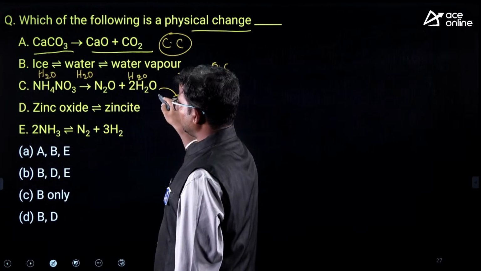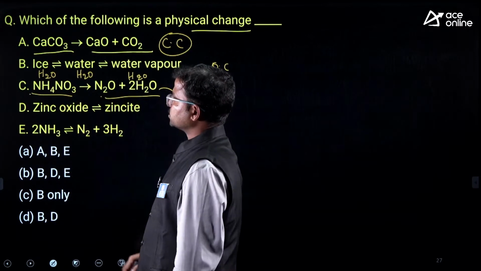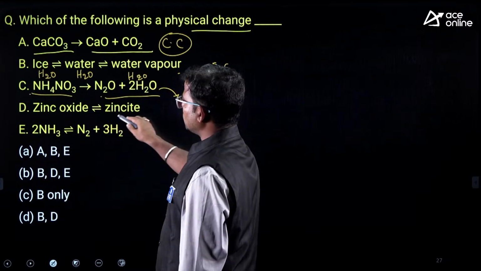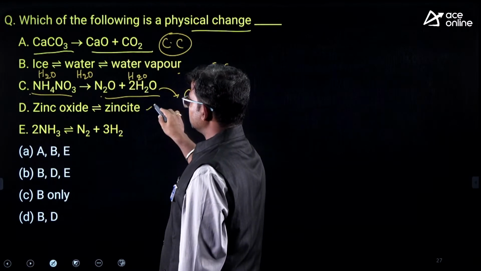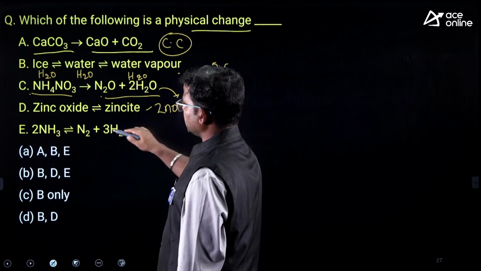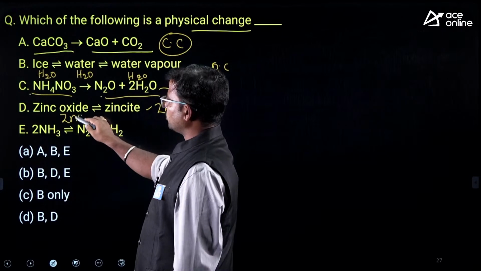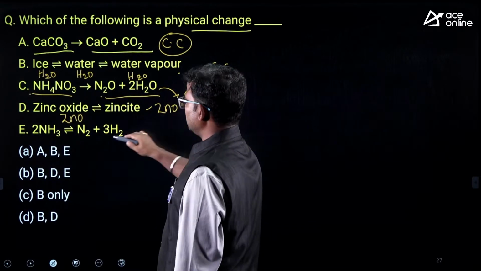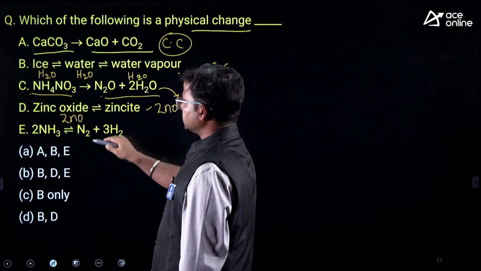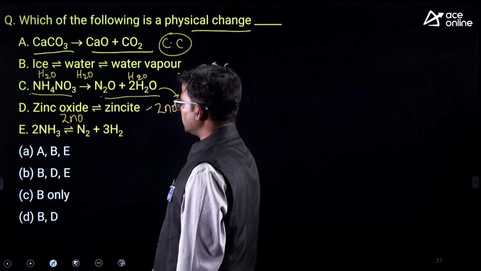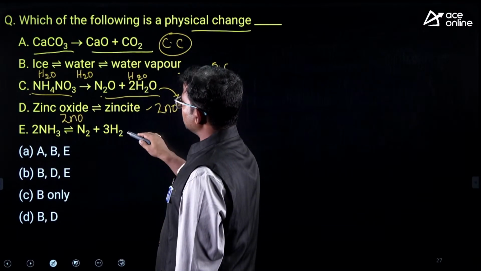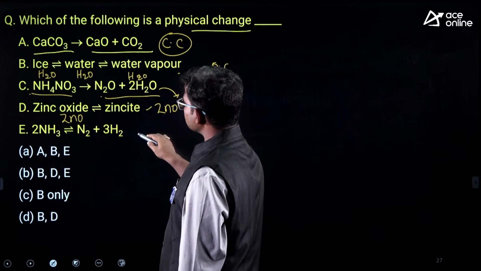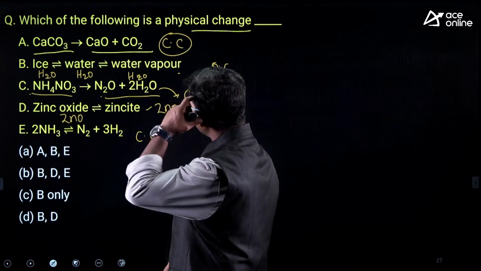Next, ammonium nitrate. Left side and right side products are not the same. That's why this is a chemical change. Next, zinc oxide, and here it is zincite. Zincite means nothing but zinc oxide. So here also zinc oxide. The formula is the same. That's why it is considered physical. Next, the left side and right side components are completely different. So due to that, here it is treated as a chemical change.